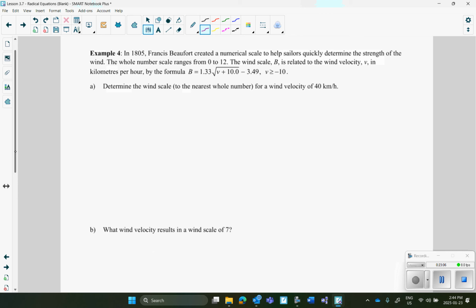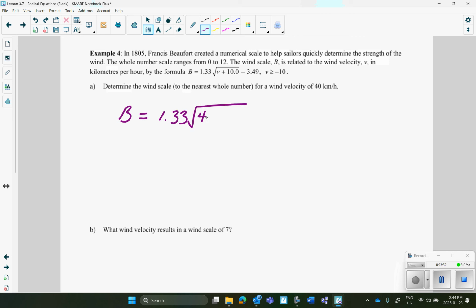All right. So here we have a formula that helps determine the strength of the wind. We use a formula to make it into a whole number, and that whole number determines how strong the wind is. The formula is: the wind scale number is equal to 1.33 times whatever the wind speed is, plus 10, take the square root, subtract 3.49. So define the number for a 40 kilometer an hour wind.